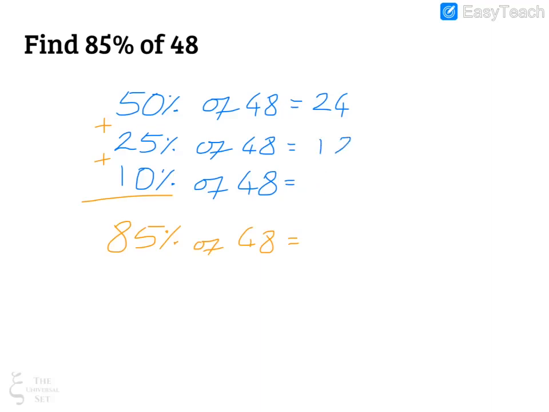So I've got a 12 here and I've got a 4.8 here. There we go. I just need to add them together. Okay, so what have we got? I've got nothing plus 8. That is 8. I've got 4 plus 2 plus 4. That's 10. So I'm going to need to write this 0 and carry my 1. And now I've got 2 plus 1 plus 1. That's 4. So my answer is 40.8. So 85% of 48 is 40.8.